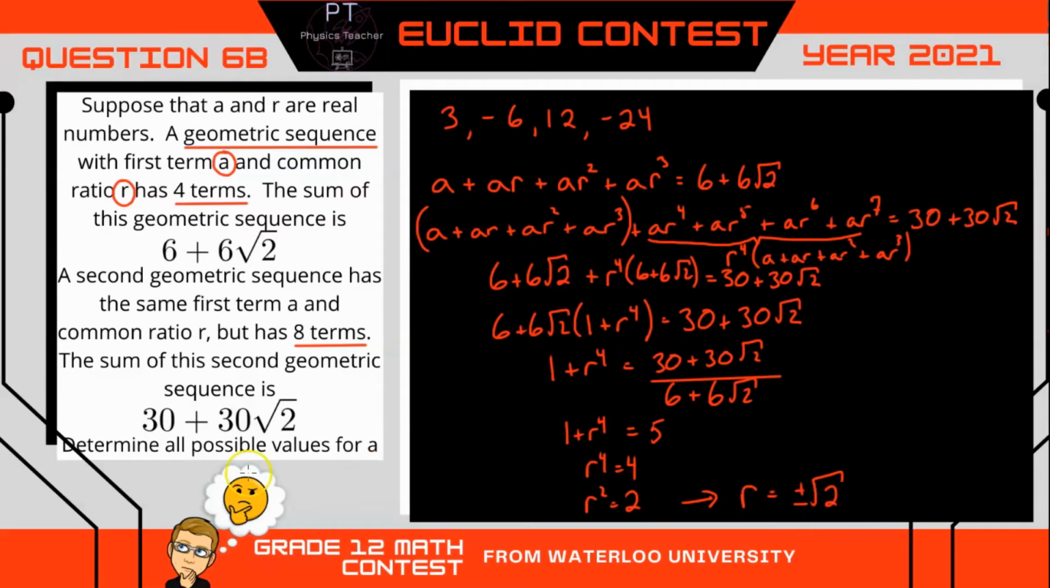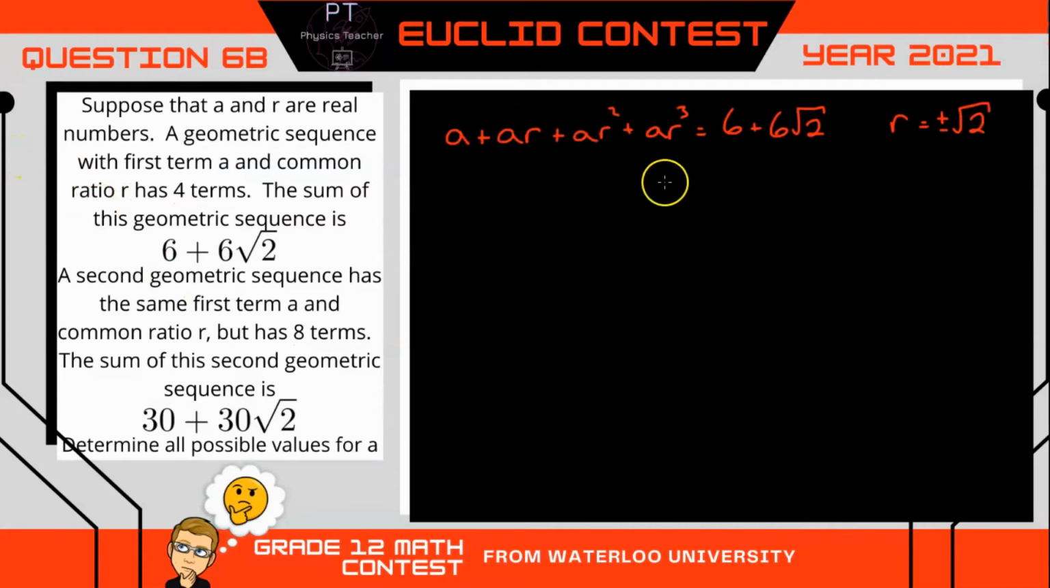Now we didn't need to know r, we need to find all possible values for a. But in order to do that, we need to know r, and there are 2 possible values for r. So let's go back and look at our first sequence, or series, since I'm adding them all, and it equals 6 plus 6 root 2.